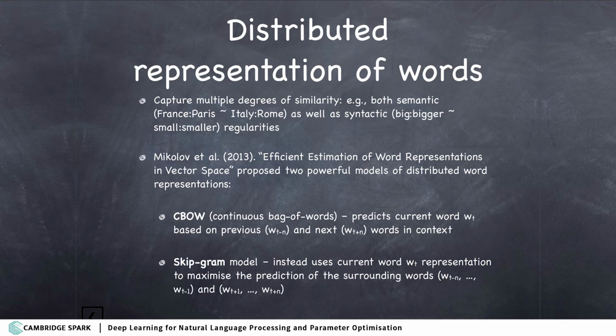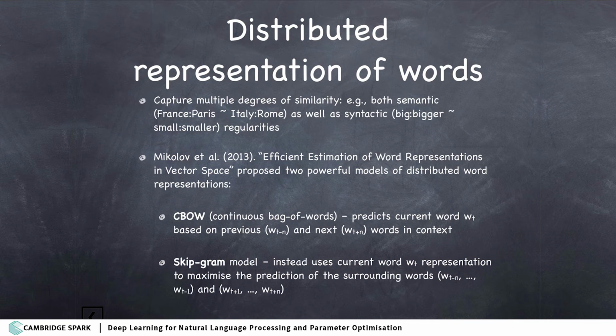So, for example, if France is related to Paris with some kind of semantic relation, and we give the system the word Italy, it would predict that Rome stands to Italy in a very similar relation. The same could be said about syntactic relations. If, for example, we say that the words big and bigger are related to each other, and we give the system the word small, it would predict smaller.